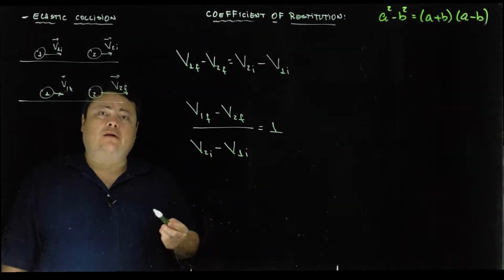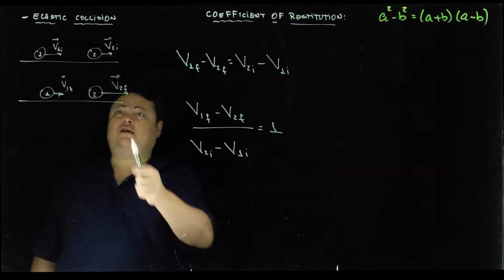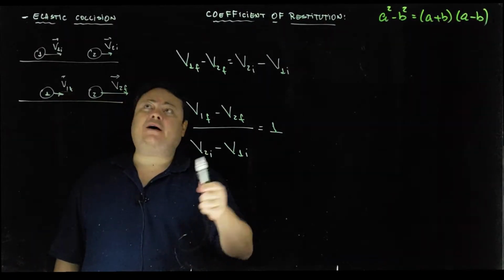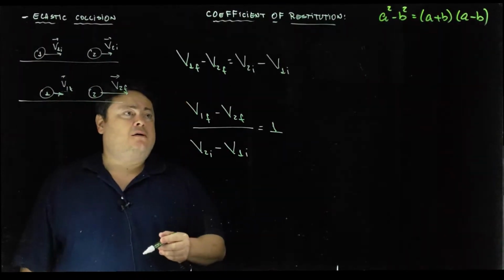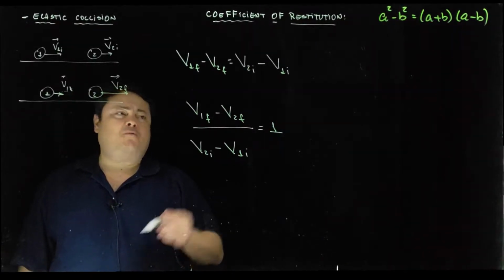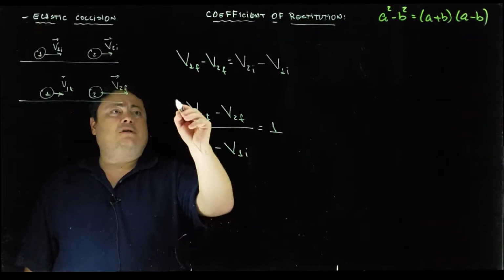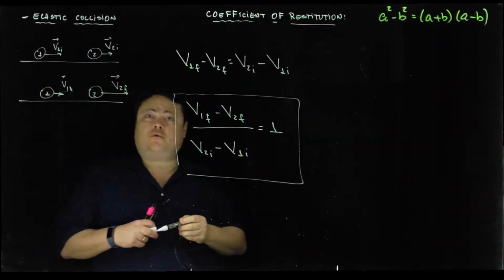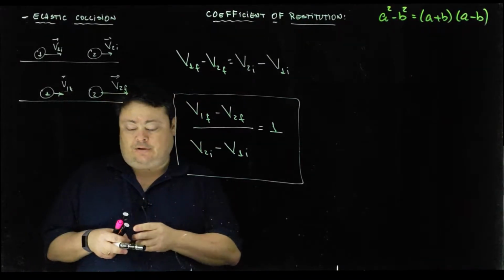This equation here can be understood this way. v1 final minus v2 final is the relative velocity after the collision. And v2 initial minus v1 initial is the relative velocity before the collision. I get the impression that I got messed up someplace in here, but still it's going to work this way. This here now becomes a very easy and simple equation for us to deal with perfectly elastic collisions.